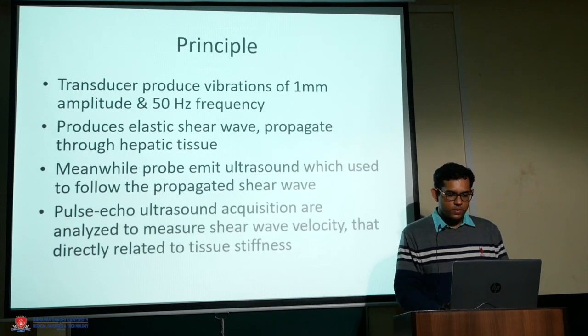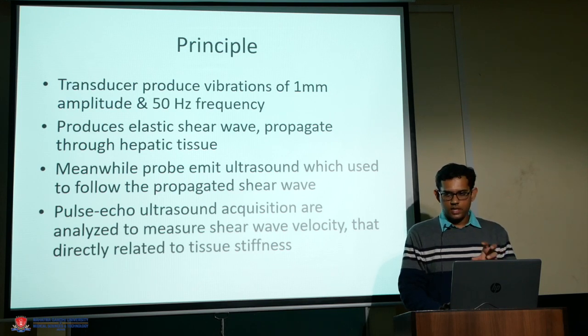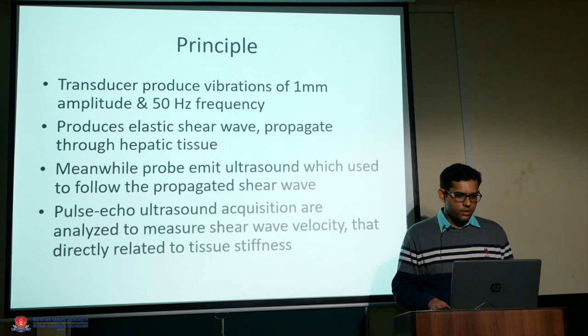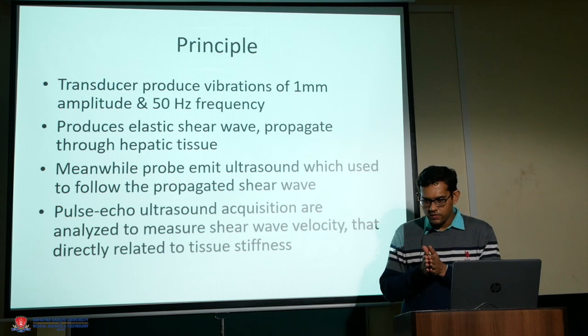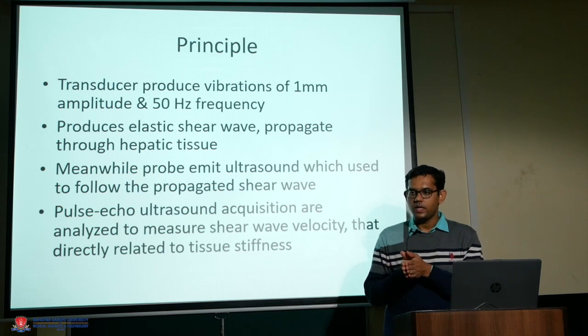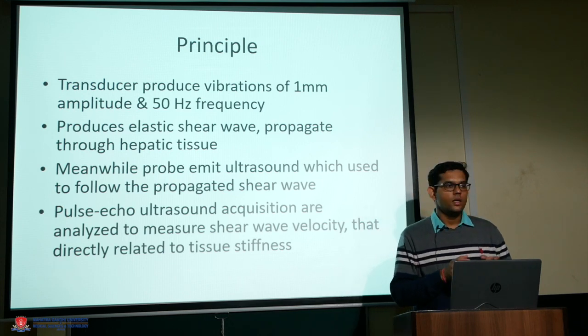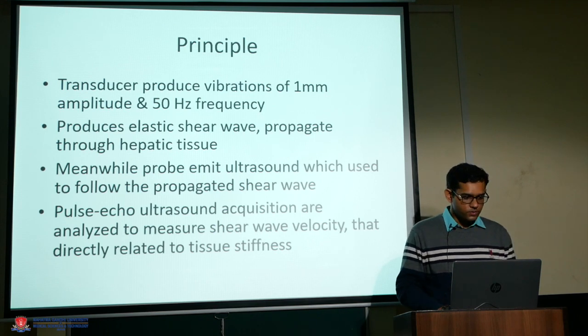The basic principle behind transient elastography is that the transducer in the probe produces vibrations of 1 mm amplitude and 50 Hz frequency. It produces an elastic shear wave which propagates through the hepatic tissue. So basically it is a wave that is stretching this tissue to know its elasticity, and it will give the amount of stiffness in this tissue.